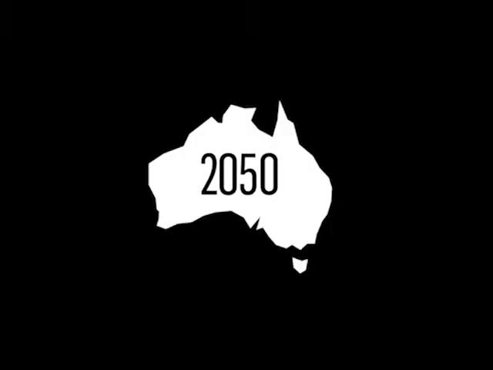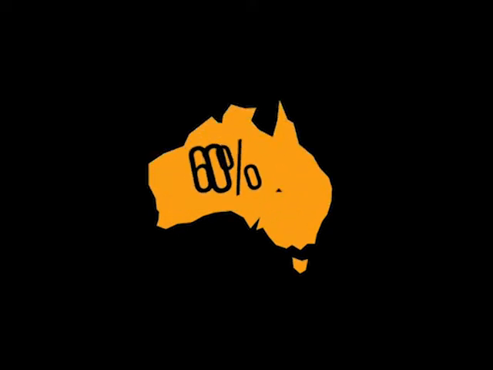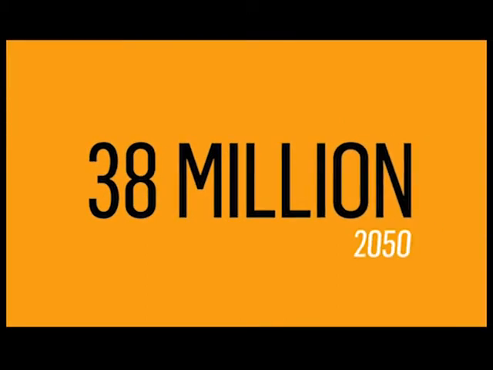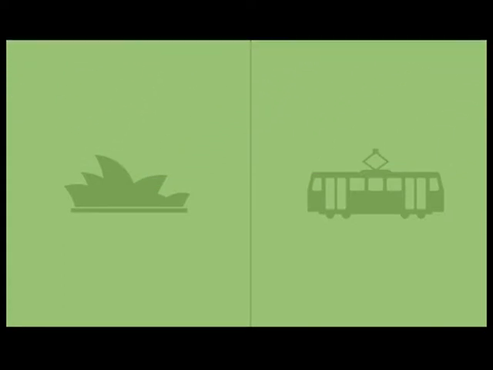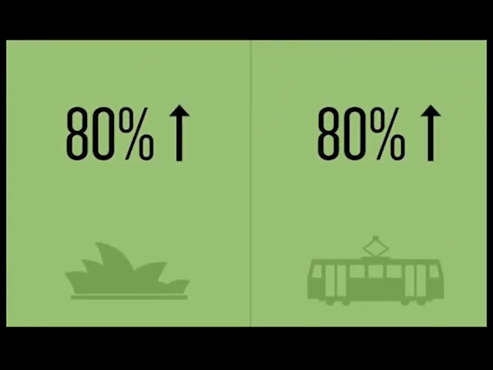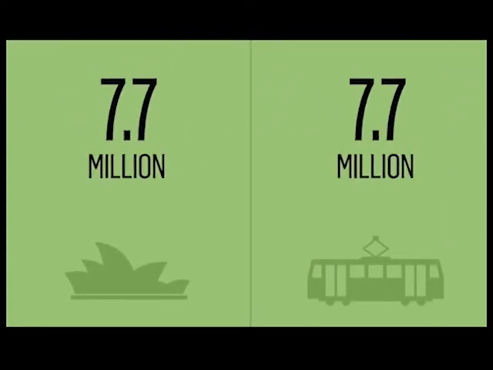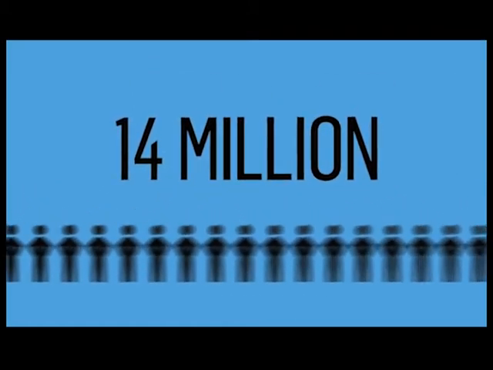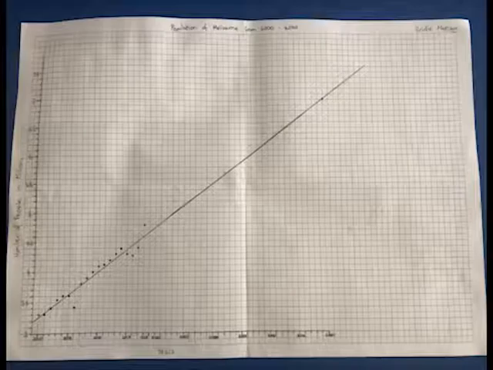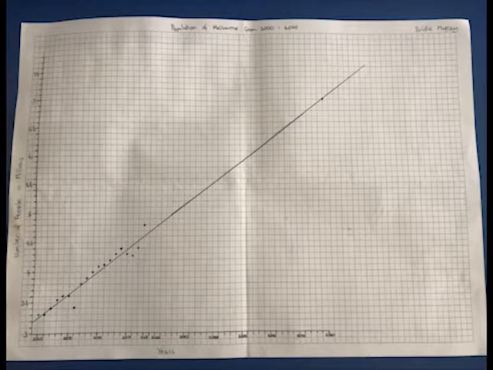Australia in 2050. The number of people living in Australia is expected to jump 60% from 23.8 million today to nearly 38 million by 2050. Sydney and Melbourne's populations are projected to explode by 80% to reach almost 7.7 million residents each. This means that we will have to find the room and resources to accommodate 14 million extra residents by the middle of this century. Now let's take a closer look at the population in Melbourne.